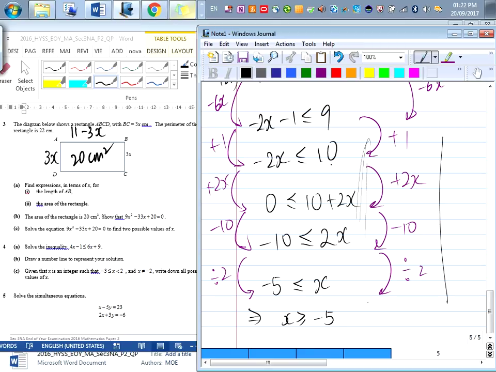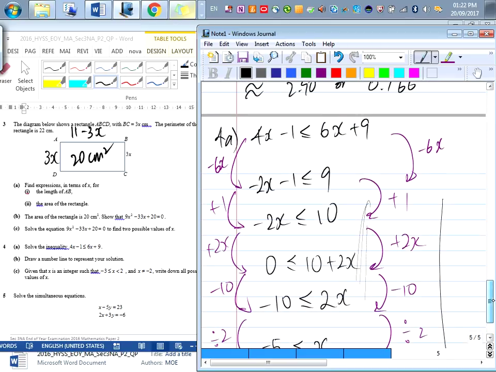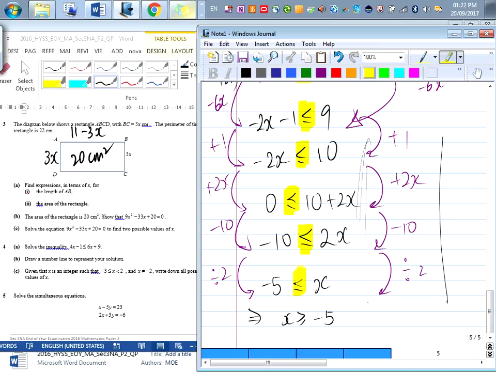How do I know this step? It's because I go back to my previous step, and I go back to my first step. From 4x minus 1 smaller than or equals to 6x plus 9. This was the question. What did I do? I subtracted 6x on both sides. Once I subtract 6x on both sides, I get negative 2x, then minus 1. Look at all my signs. They do not change. No changing in sign until the last step because I want to put x on the left hand side.